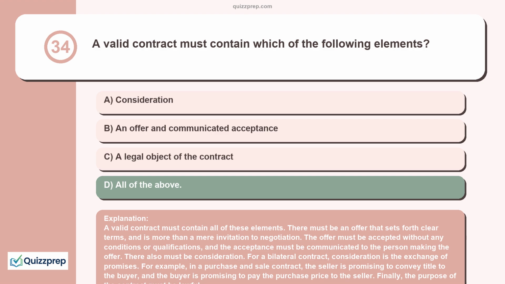For a bilateral contract, consideration is the exchange of promises. For example, in a purchase and sale contract, the seller is promising to convey title to the buyer, and the buyer is promising to pay the purchase price to the seller. Finally, the purpose of the contract must be lawful.